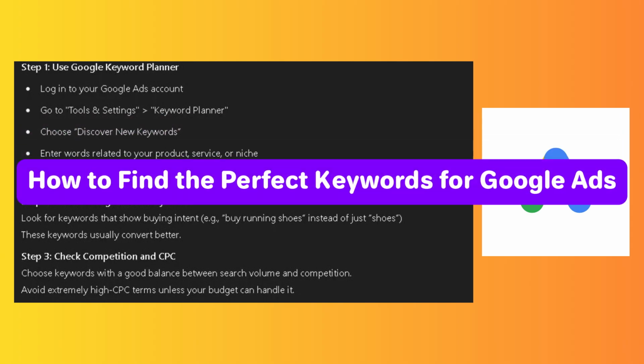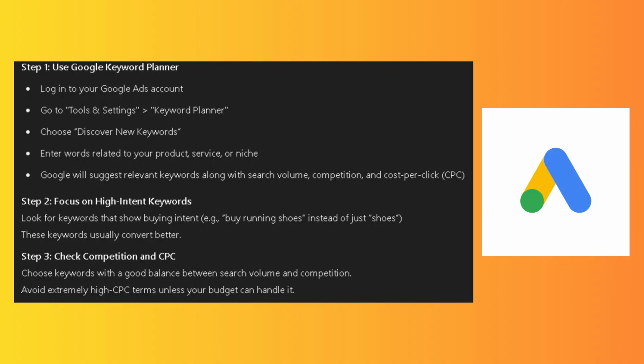In this video, you will learn how to find the perfect keywords for Google Ads. First, use Google Ads Keyword Planner. Log into your Google Ads account, go to Tools and Settings and click Keyword Planner. Choose Discover new keywords. Enter words related to your product, service or niche. Google will suggest relevant keywords along with search volume, competition and CPC, cost per click.